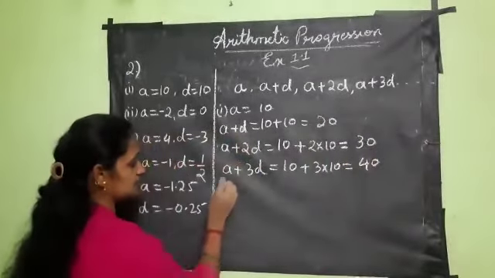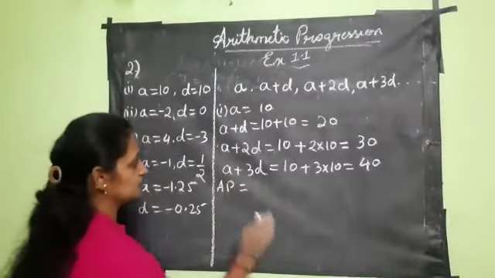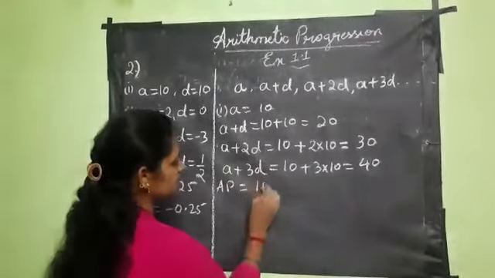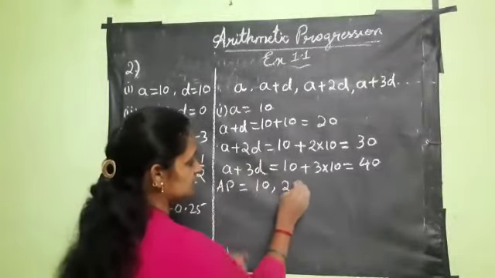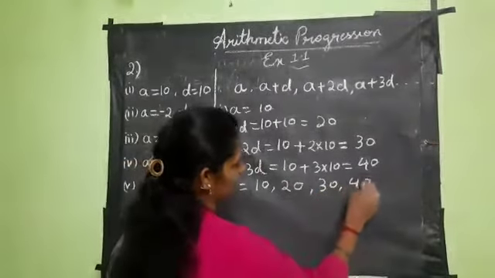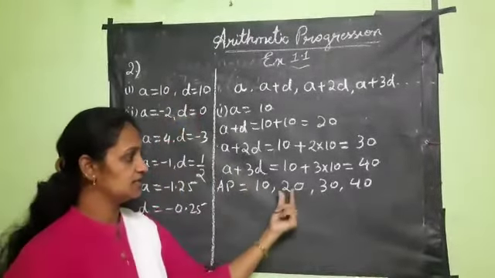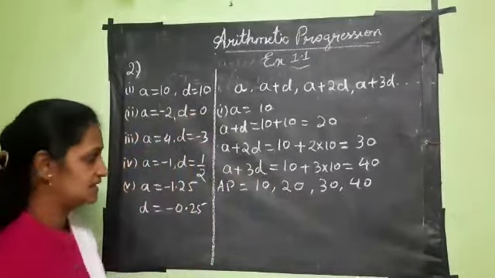So what is the arithmetic sequence here? The first 4 terms will be 10, 20, 30 and 40. You can cross check: 20 minus 10 is the common difference 10, and 30 minus 20 is the common difference 10.